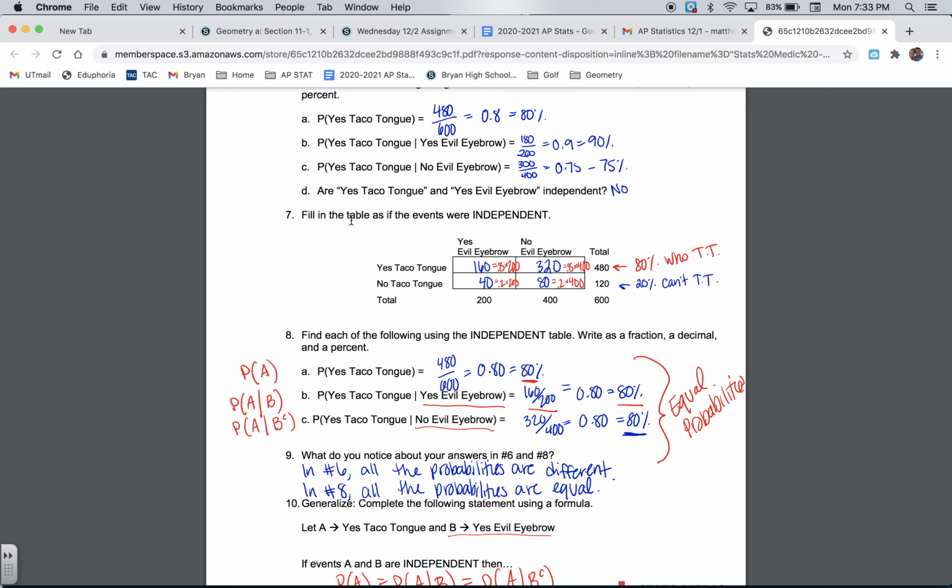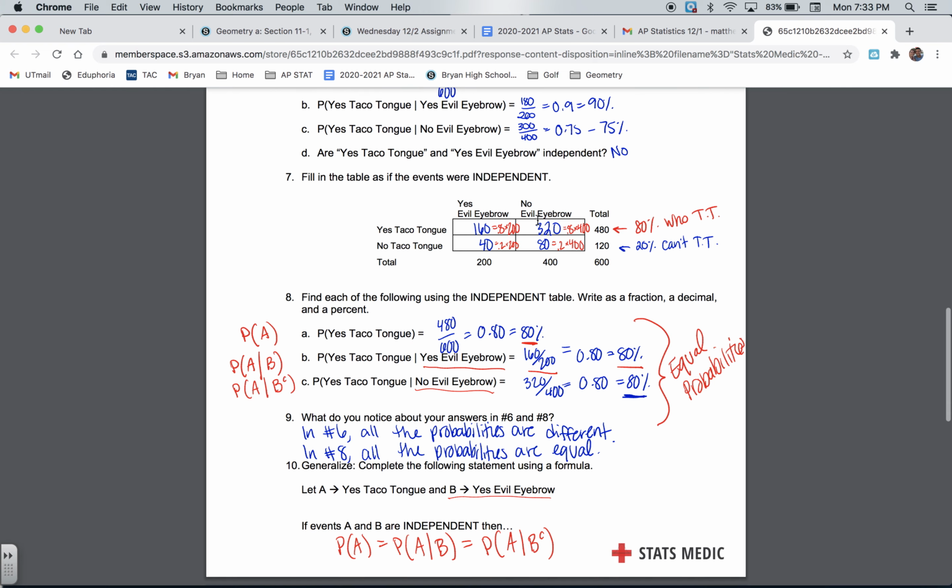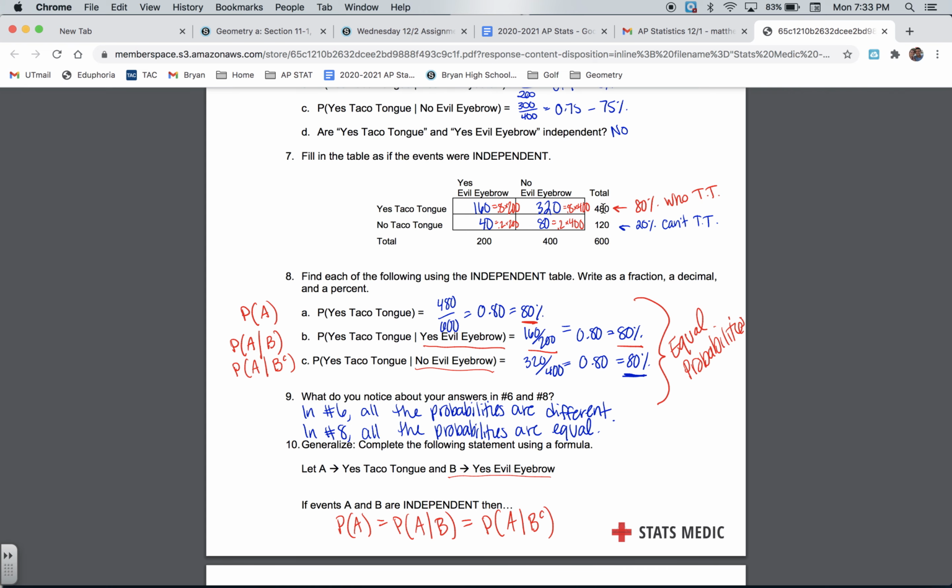All right, so fill in the table as if the events were independent. So if they are independent, 480 out of 600 is 80%. And that means 20% can't do the taco tongue. So yes, taco tongue is 80%. No, taco tongue's 20%. So if these are independent, what that means is, whether or not they're yes or no evil eyebrow, they should still be 80%, 80%, 20%, 20%.